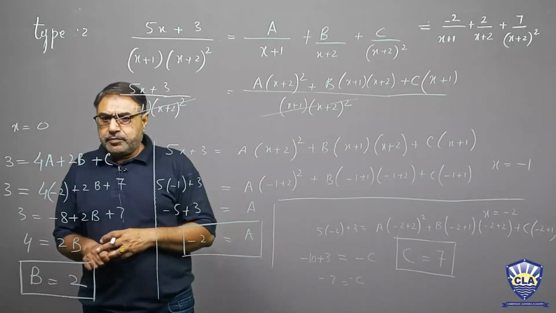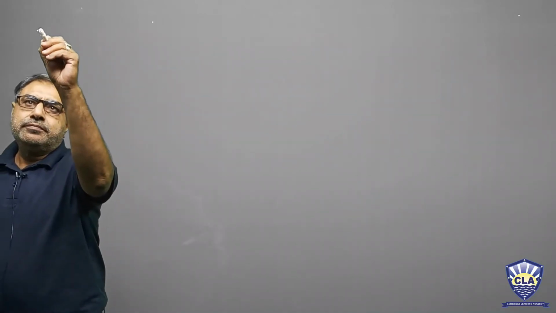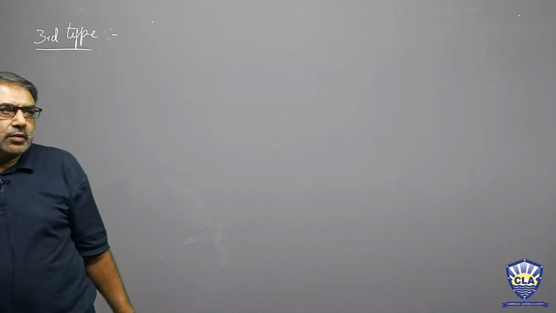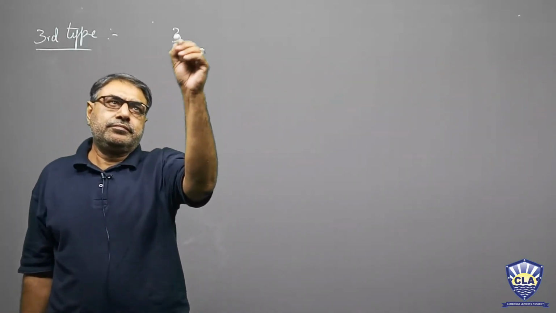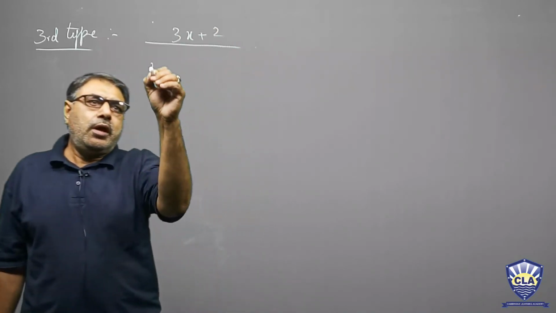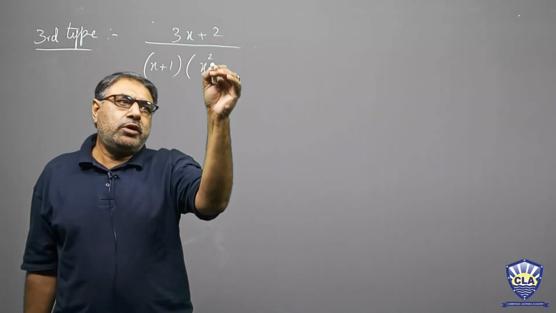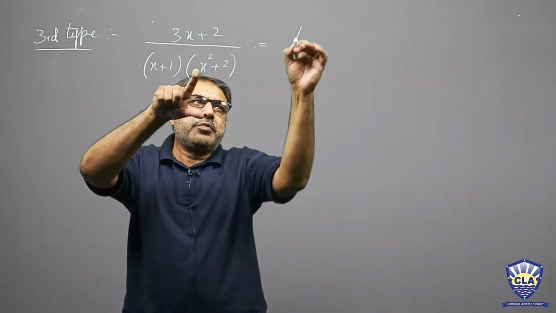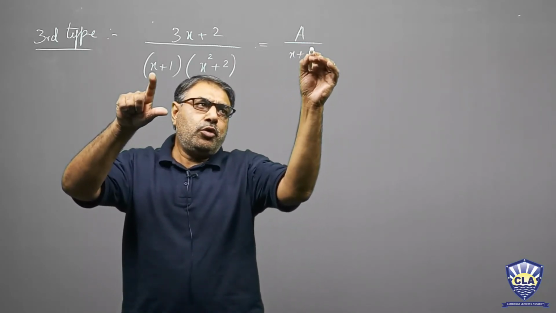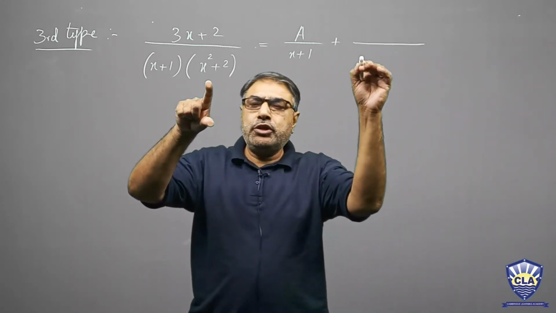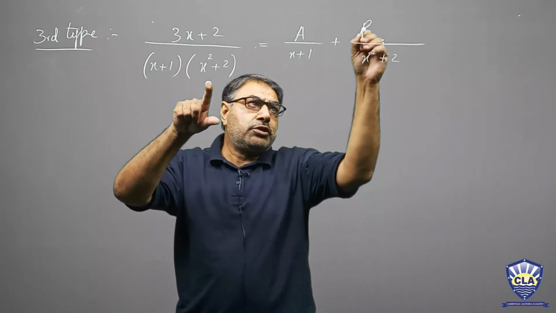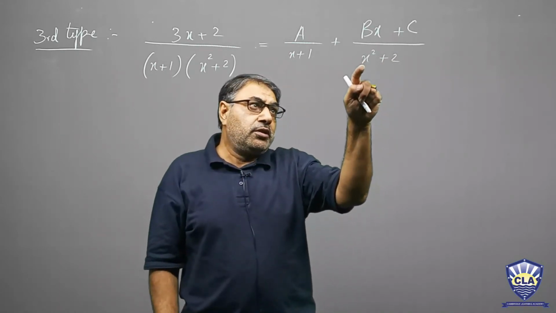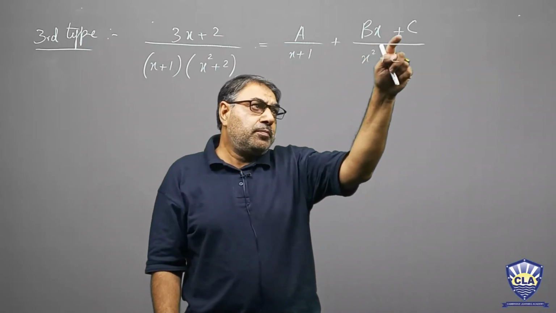Now, the third type: 3x plus 2 over x plus 1 and x square plus 2. It is not whole square, it is x square plus 2. When we have x plus 1 in the denominator, it is the simple one: A over x plus 1. When we have x square plus 2 in the denominator, we will use two constants, one with the variable: bx plus c.